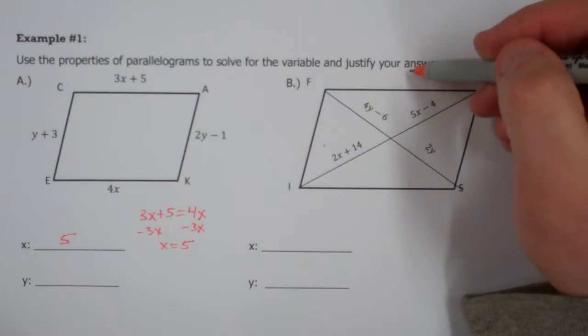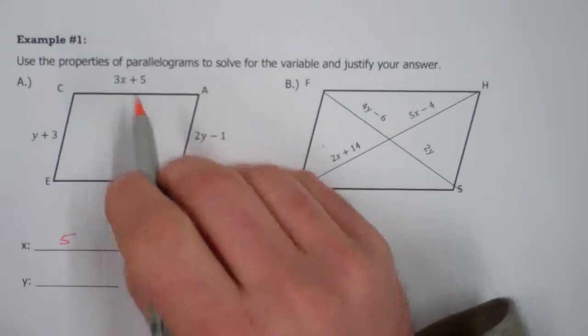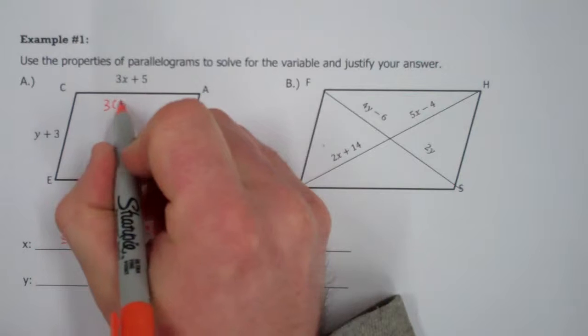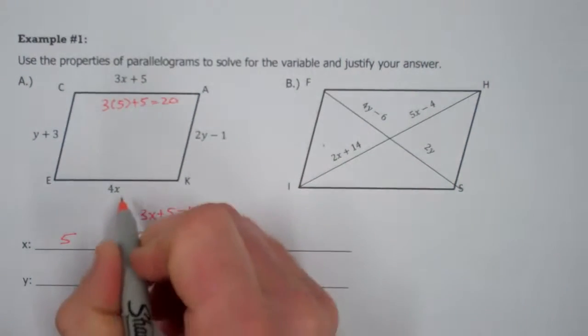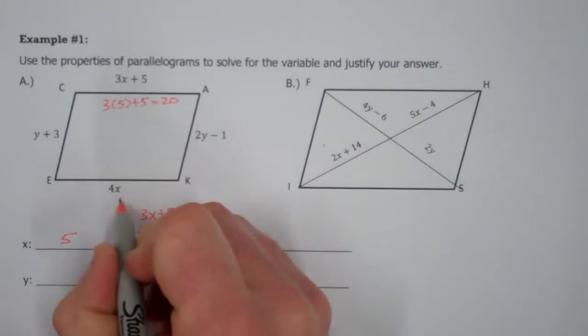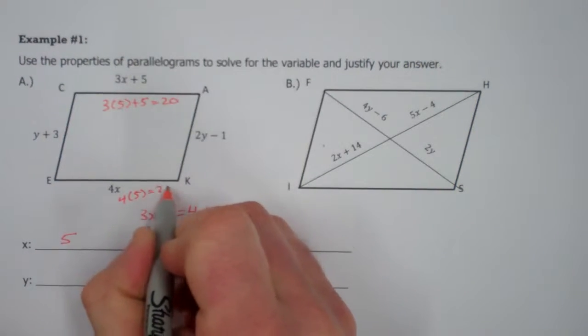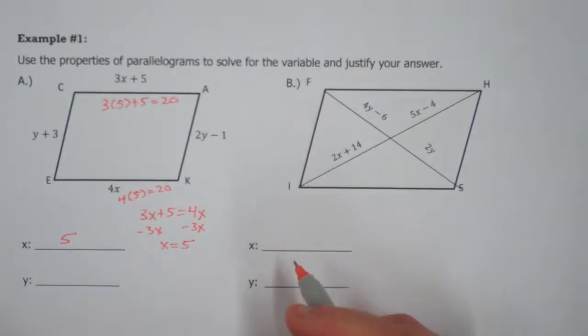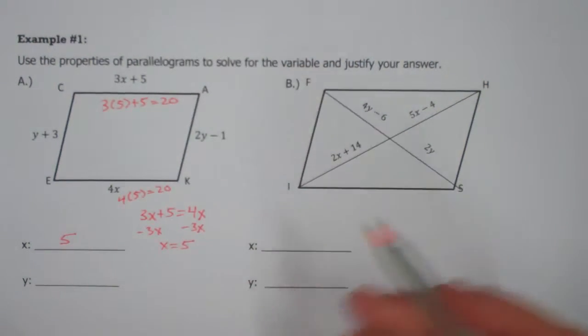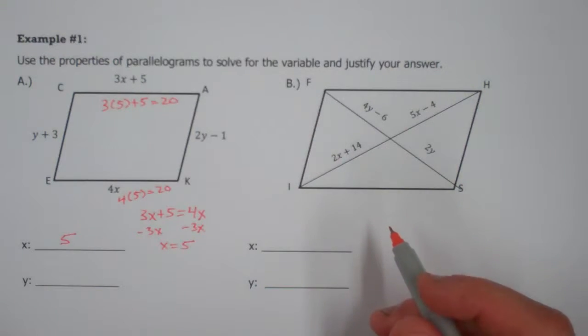The justify part, you could very easily substitute 5 back in here, and that's 15 plus 5, which is 20. And then 4 times 5 would be also 20. So x being 5 makes these two sides, makes their measures the same, and they must be. They have to be the same because they're congruent.